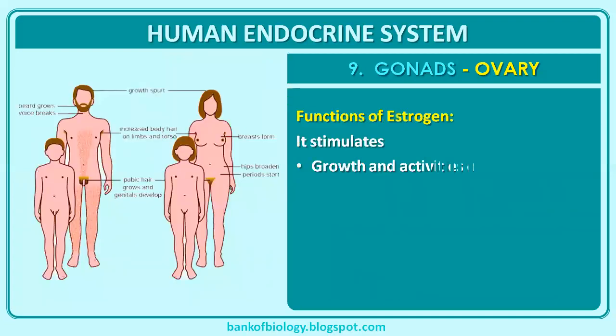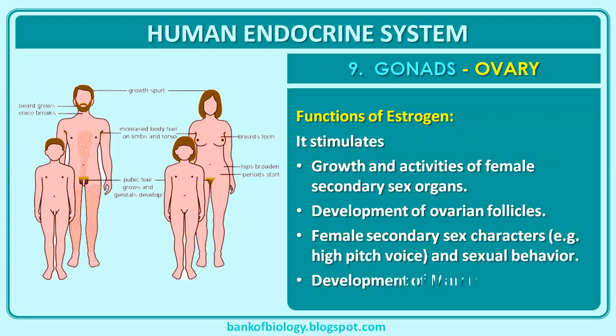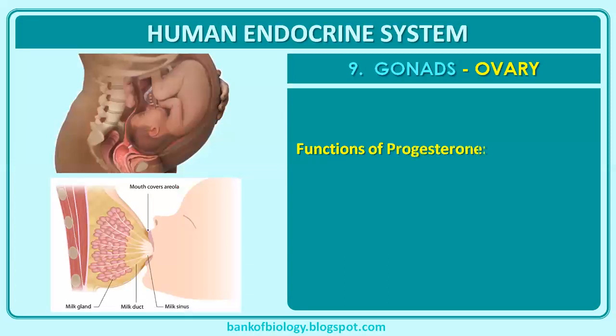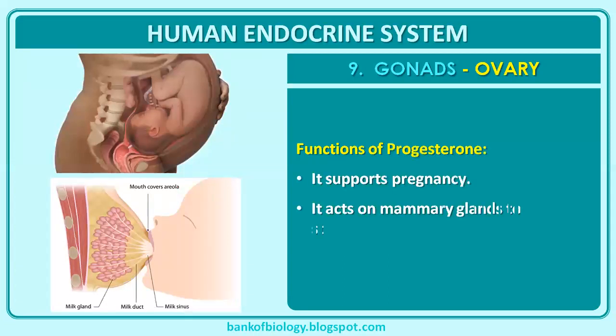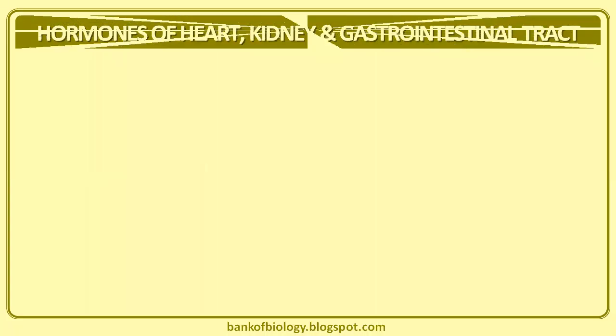The functions of estrogen: the growth and activities of the female secondary sex organs, development of the ovarian follicle, and female secondary sexual characters like high pitch voice and sexual behavior, development of mammary glands. Now the functions of progesterone: it maintains the pregnancy for nine months, acts on the mammary gland to stimulate the formation of alveoli, which store milk, and milk secretion. Progesterone is the main hormone here, initially from the corpus luteum. After that, as you noticed in human reproduction, the placenta secretes the progesterone, isn't it?